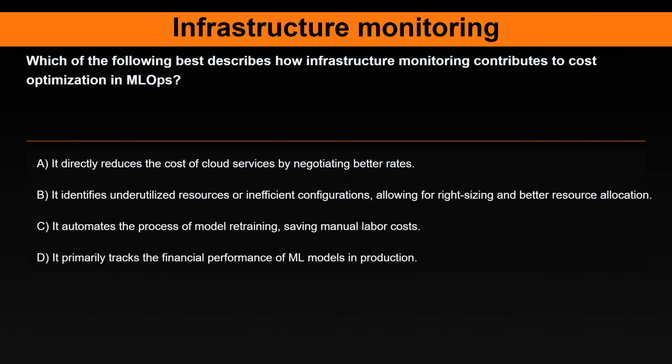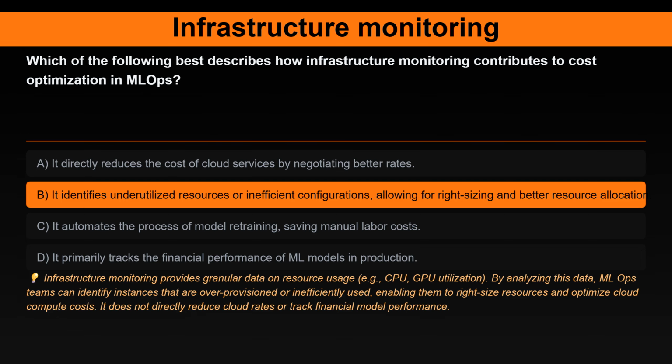Question 12. Which of the following best describes how infrastructure monitoring contributes to cost optimization in MLOps? Option A, it directly reduces the cost of cloud services by negotiating better rates. Option B, it identifies underutilized resources or inefficient configurations, allowing for right-sizing and better resource allocation. Option C, it automates the process of model retraining, saving manual labor costs. Option D, it primarily tracks the financial performance of ML models in production.